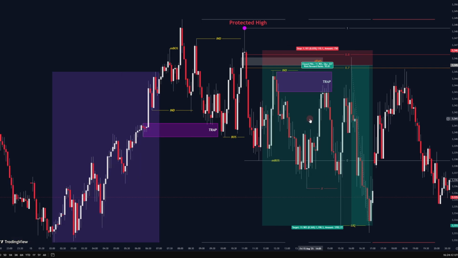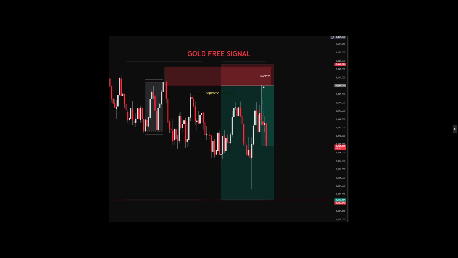How did I get this? It is because I read the market structure the right way. This is after the order had been picked, and you see how it was coming down well.